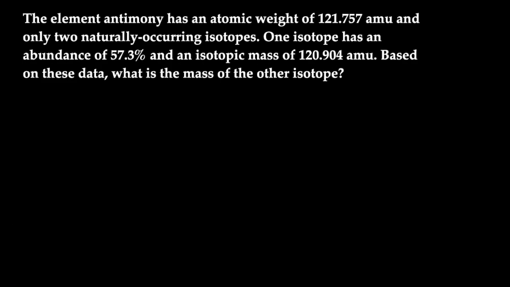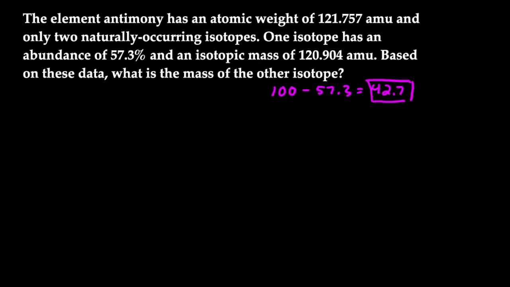And so the percentage of the other one is going to look like this. If we know that the isotopes are going to add to 100%, then if we do 100% minus the 57.3%, we're going to get 42.7%. And so this right here is going to be the percent of the second one. And so now we just need to find the mass that corresponds with this one.